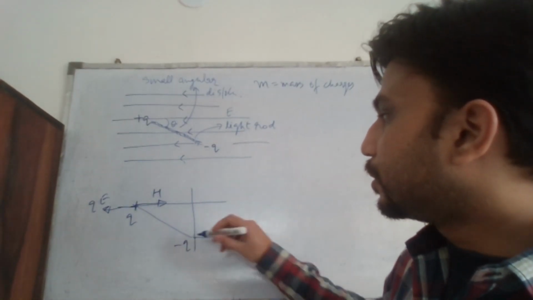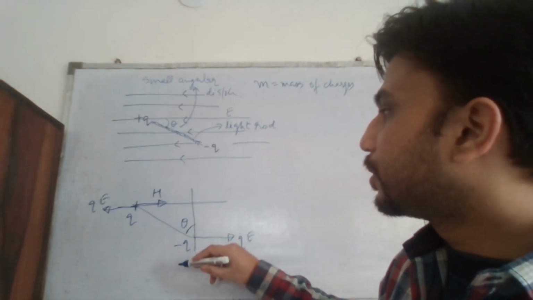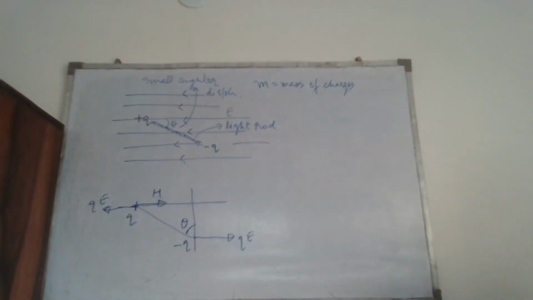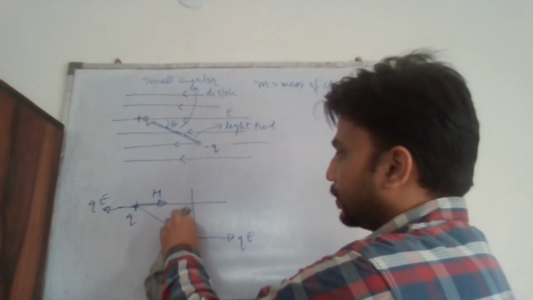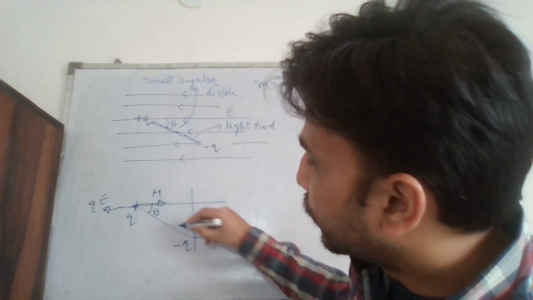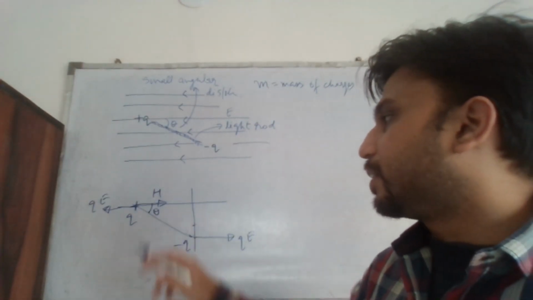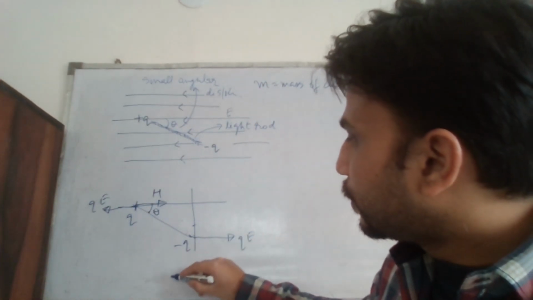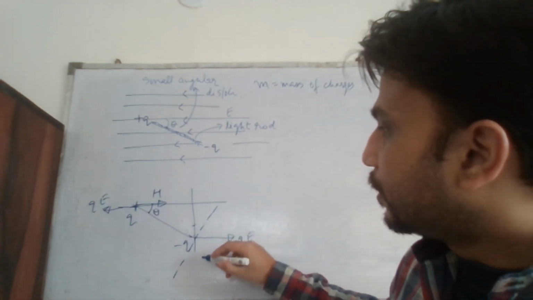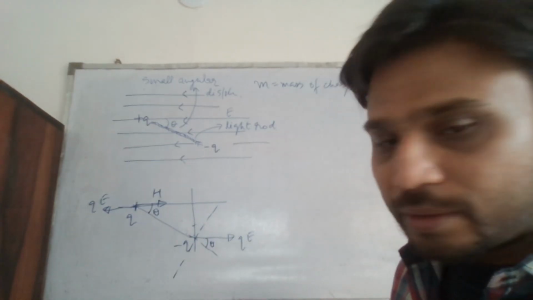Now this whole system is going to oscillate in such a way that the angle at which it makes with the electric field is theta. This angle is given as theta. So you can say if this angle is theta, then this angle also becomes theta.